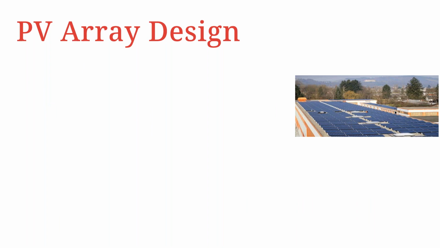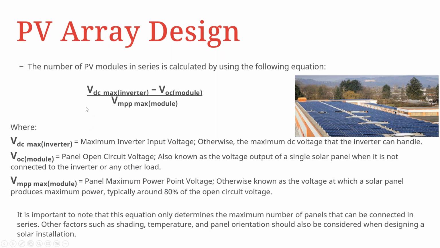Good. Now, still on the PV array design, we can actually calculate the number of panels that can be connected as a string to an inverter. It is given by this particular equation, which reads VDC max of the inverter minus VOC of the module divided by MPP max of the module. So just an explanation of the equation. VDC max is basically the maximum input voltage of the inverter, otherwise known as the maximum DC voltage that the inverter can handle.